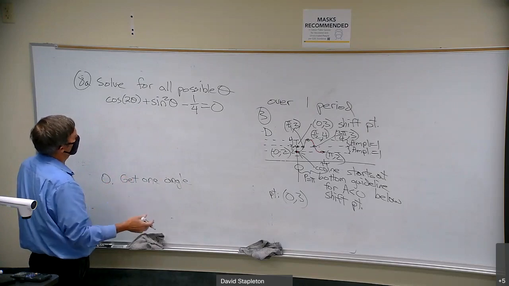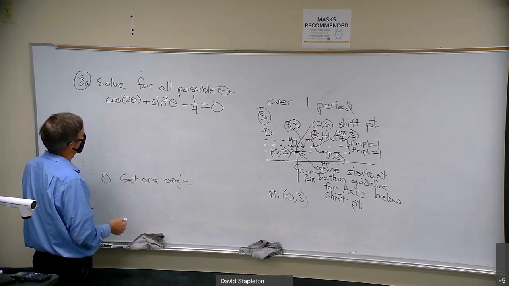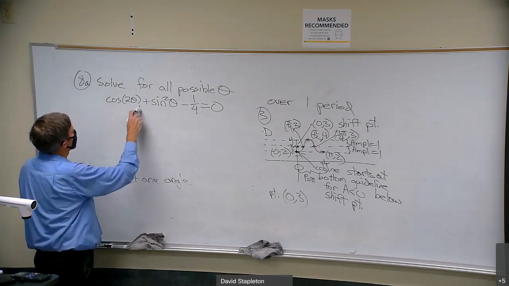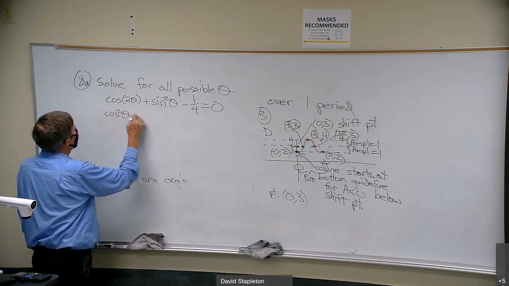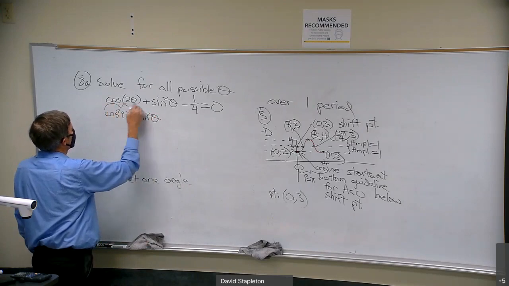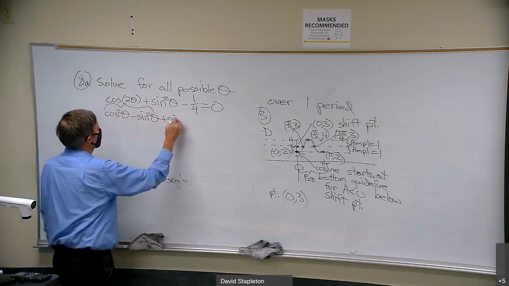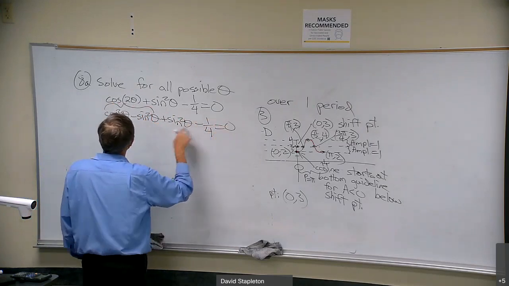You need to know the sum and difference formulas, the double angle identities, and half angle identities. I don't think I mentioned those earlier. Cosine 2 theta is cosine squared theta minus sine squared theta. Right? That's the double angle identity. And then plus sine squared theta minus 1/4 equals 0. Now it's all in theta.